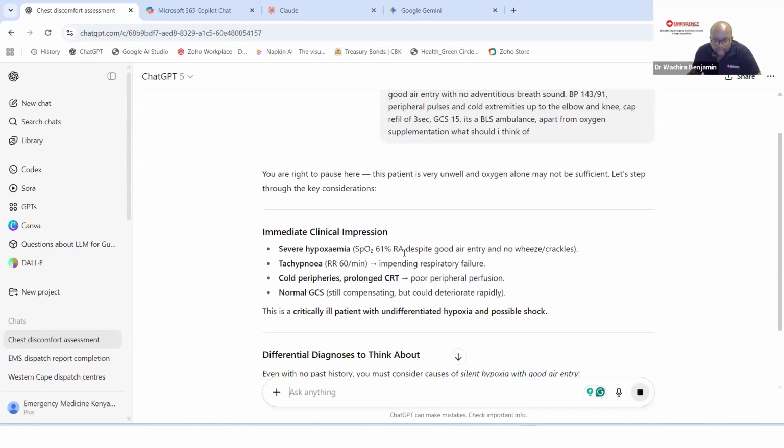So the patient is severely hypoxic, as you can see. The patient is quite tachypneic, which essentially tells you your patient is about to stop breathing. This is information you definitely want as a BLS crew to know, that your patient will stop breathing shortly. Cold periphery, poor peripheral perfusion, normal GCS, but it's still compensating and could deteriorate rapidly.